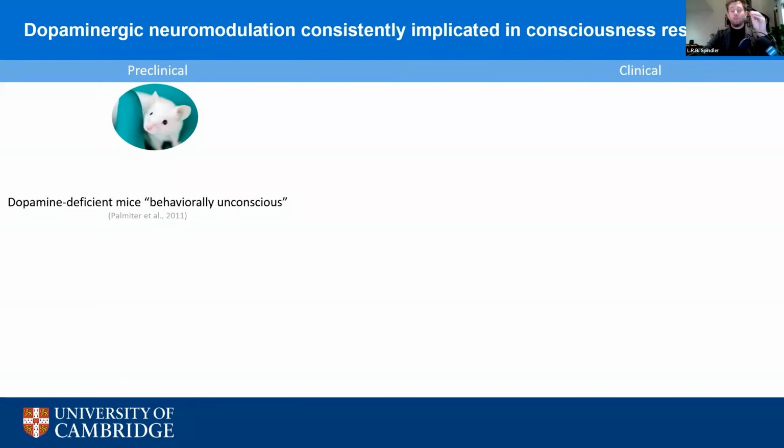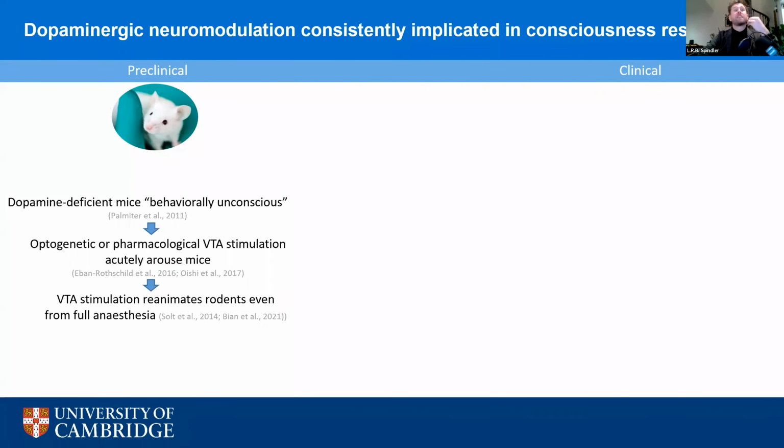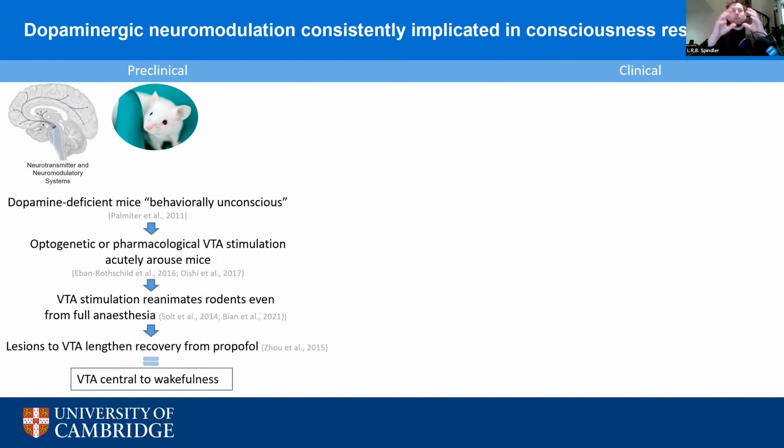Because in mice in whom the ventral tegmental area has been genetically ablated, they are found to be behaviorally unconscious until ventral tegmental area function is reinstated. In fact, optogenetic and pharmacological VTA stimulation acutely arouse mice and can even wake them up from full anesthesia, both electrical and non-invasive stimulation. And lesions to this source nucleus actually lengthen recovery from anesthesia. So we have a very clear implication of this neuromodulatory system that acts globally in relevance for wakefulness in preclinical animals.